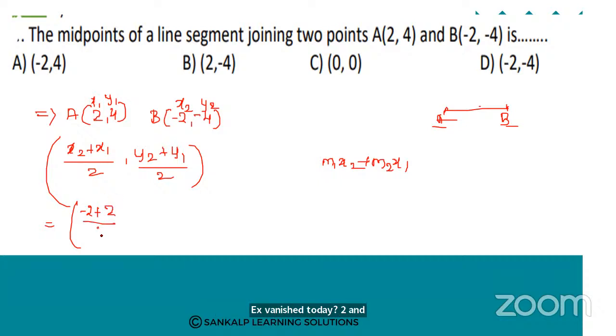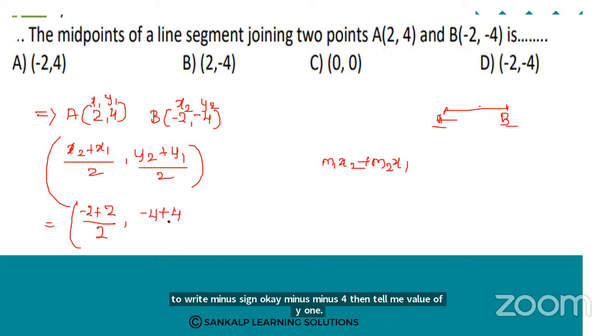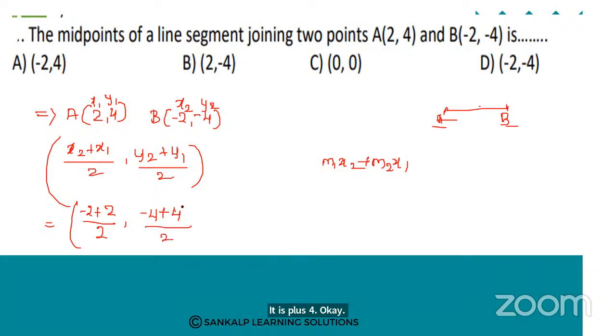ಓಕೆ, ಡಿವೈಡೆಡ್ ಬೈ 2. y2 ಎಷ್ಟಿದೆ? 2 ಇದೆ. y2 ಎಷ್ಟಿದೆ? 4 ಇದೆ ಅಕ್ಕ. -4 ಅಂತ ಇದೆ. ಓಕೆ, ಸೊ ಡೋಂಟ್ ಫಾರ್ಗೆಟ್ ಟು write minus sign. Okay, -4. Then tell me value of y1. It is +4. Okay, 4 divided by 2.